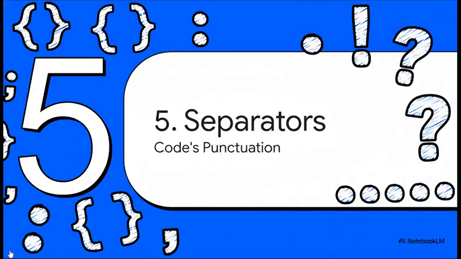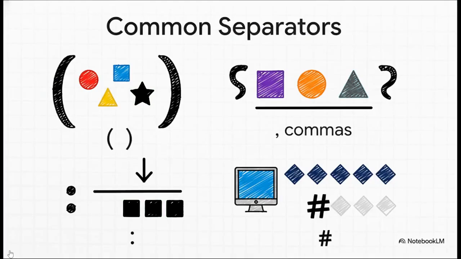Okay, our final token type is separators. And just like the name suggests, they separate things. Think of them as the punctuation of your code. They help organize everything and show the computer how to read it correctly. You see these constantly in Python.